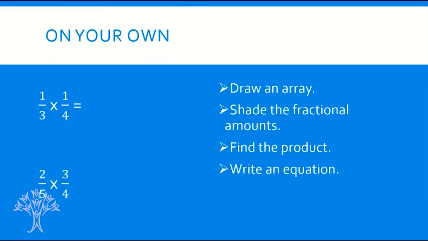Try solving these problems on your own. I'll give you a moment to jot them down. The first problem is 1/3 times 1/4. The second problem is 2/5 times 3/4. For each problem, remember to draw an array, then shade in the fractional amounts to find the product. Remember to represent your array with an equation.